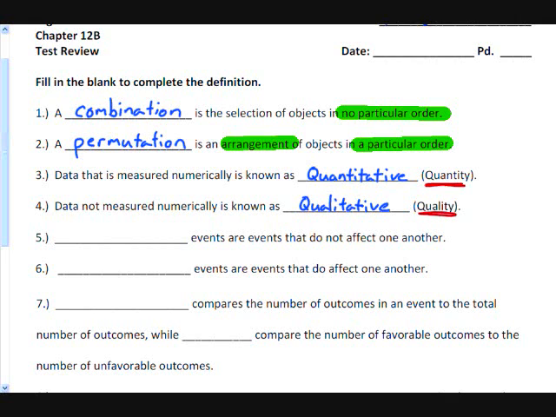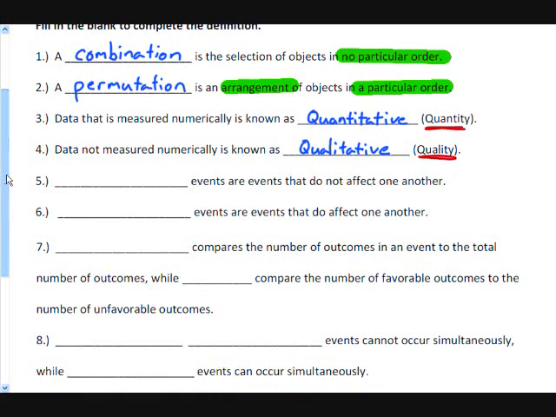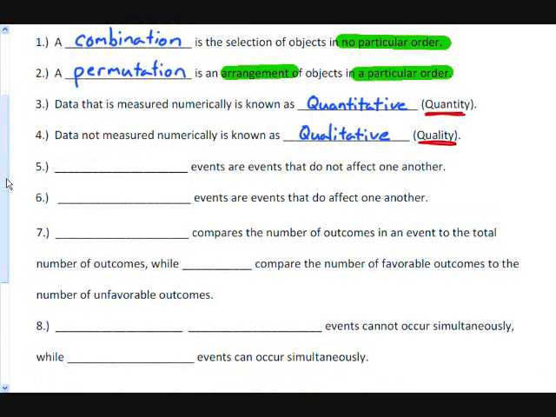Next one says blank events are events that do not affect one another. Okay, when events do not affect one another, they occur independently of one another. One does not affect the outcome of the other. So these are independent events. The next one is the reverse of that, events that do affect one another. These are dependent events because the outcome of one depends on the outcome of the other.